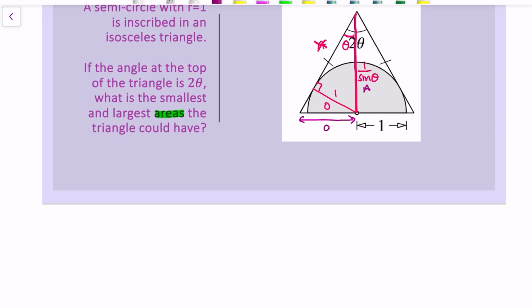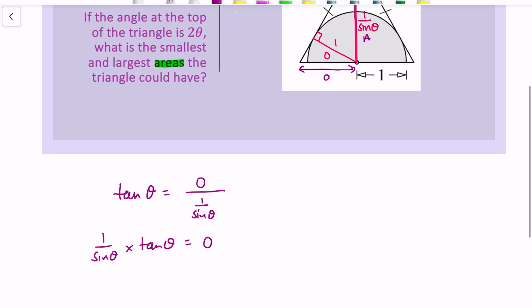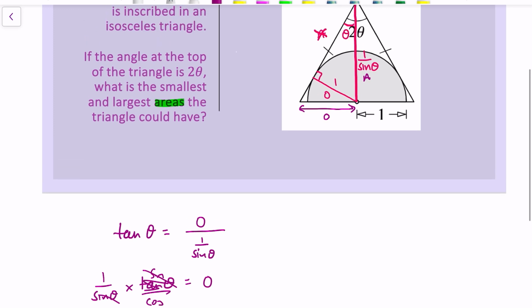So we're using tan of theta. Tan of theta is equal to opposite over the adjacent side, which is 1 over sine of theta. I should never use O really as a variable choice. Therefore, 1 over sine of theta multiplied by tan of theta is our opposite side. Tan is sine over cosine, and the sines cancel, so we get 1 over cosine. Okay, so that means that the base of our triangle is 2 over cosine, 1 over cosine in both directions.